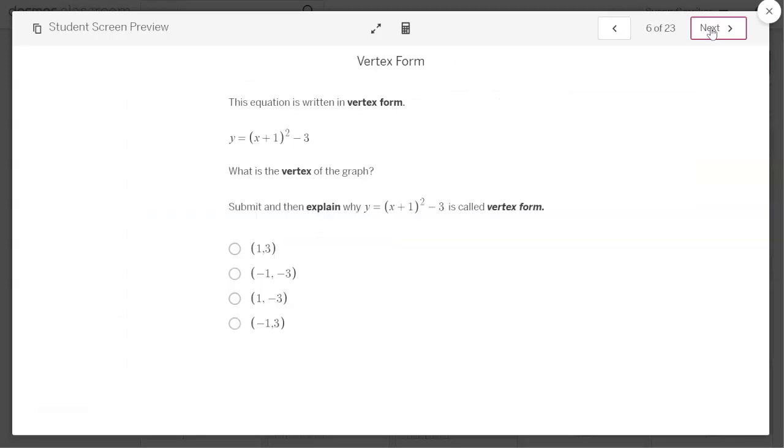This equation is written in vertex form. What is the vertex of this graph? And then explain why it is called vertex form when they explain their answer. Most of these are self-checking, but some aren't. So my suggestion would be to put your dashboard up and anonymize the dashboard so that kids can see how they're doing as they go.